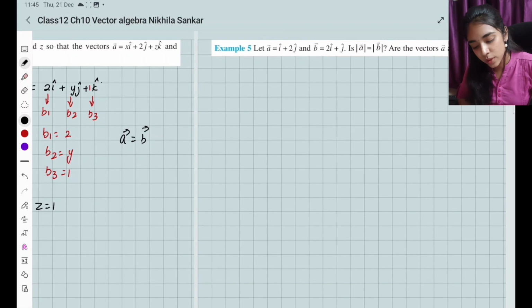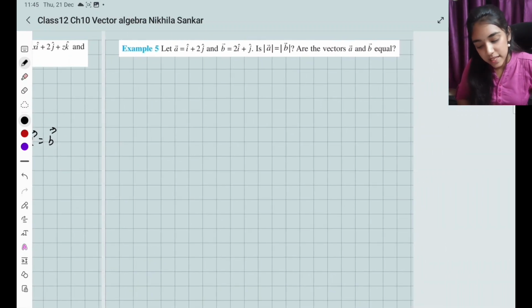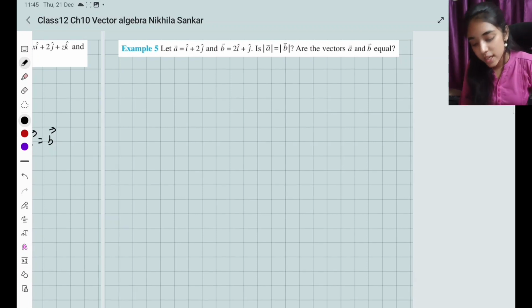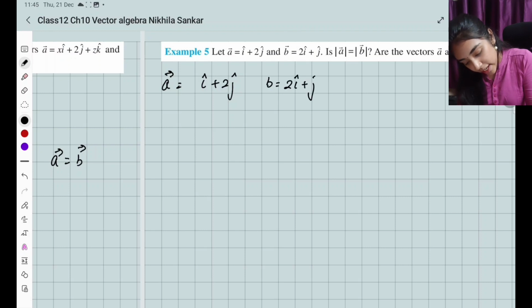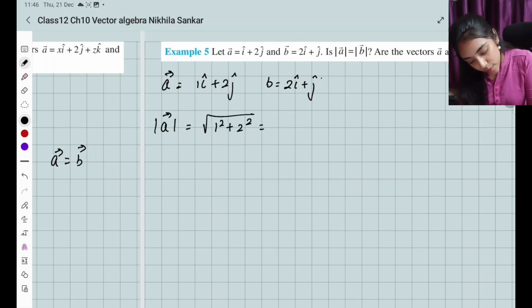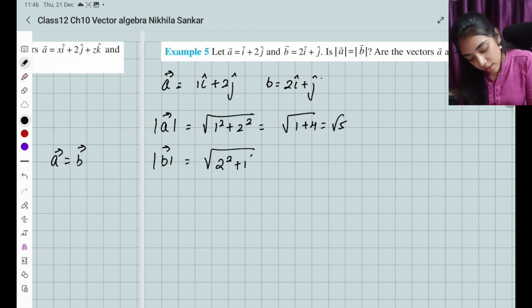Okay? Now, example 5. Let a be some vector and b be some vector. Is the magnitude equal? Are the vectors a, b equal? அப்ப என்ன அர்த்தம்? magnitude, direction ரெண்டுமே equal இருக்கணும் இல்லையா? இப்ப a vector இருக்கு. So, I have a vector to be I cap plus 2j cap and b is going to be 2I cap plus j cap. இப்ப magnitude of a என்ன? A vector is going to be square root of 1 square plus 2 square, which is square root of 1 plus 4, which is root 5. Then magnitude of b is going to be square root of 2 square plus 1 square, which is 4 plus 1, which is root 5.